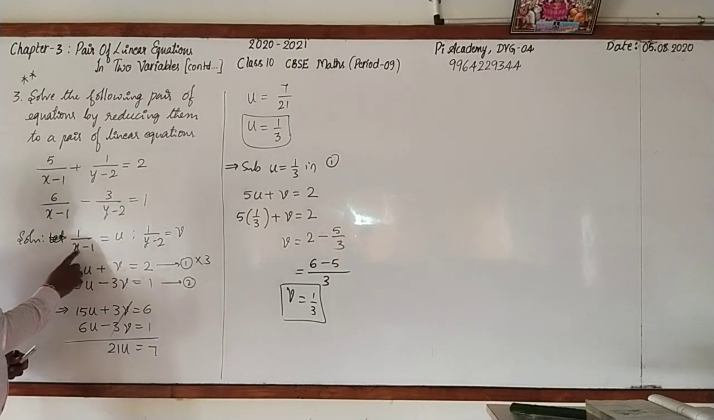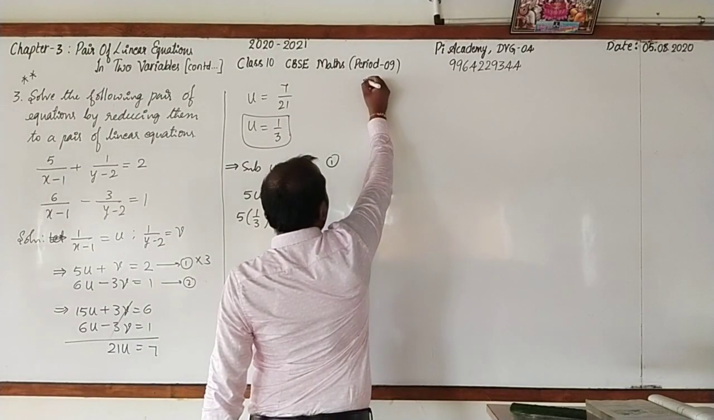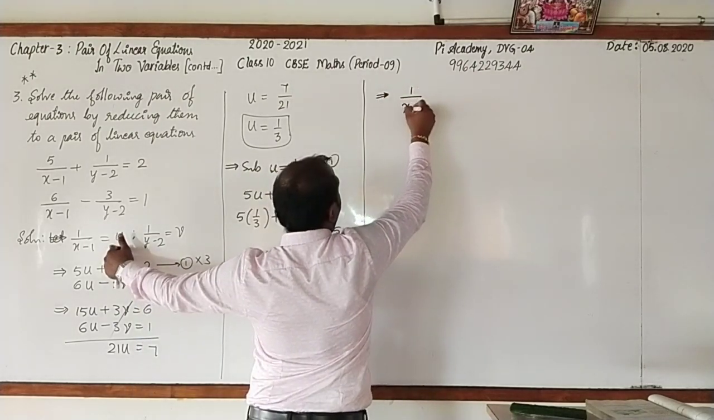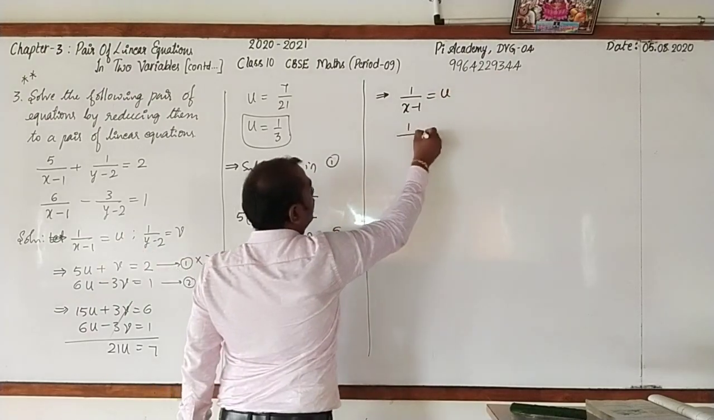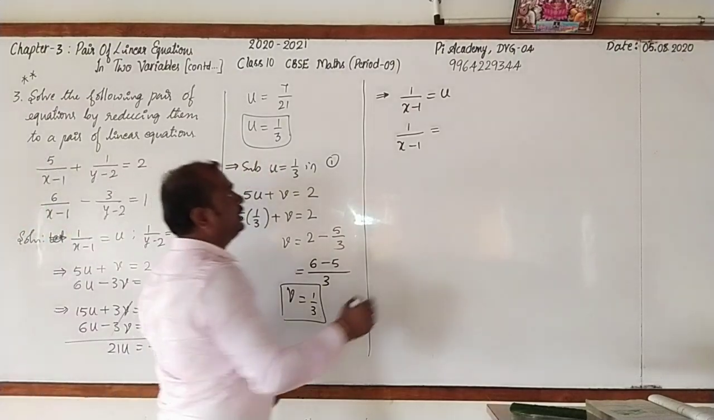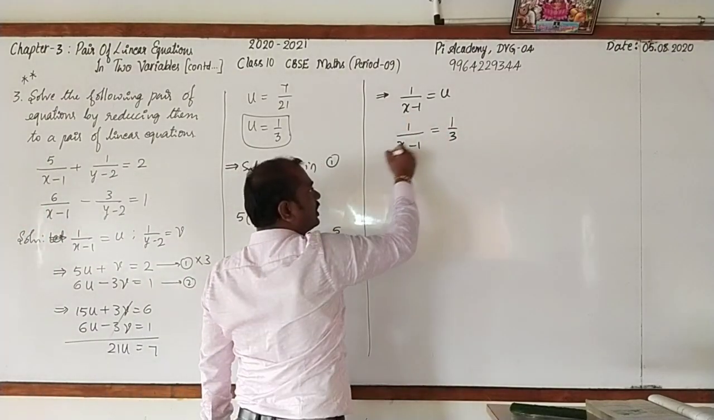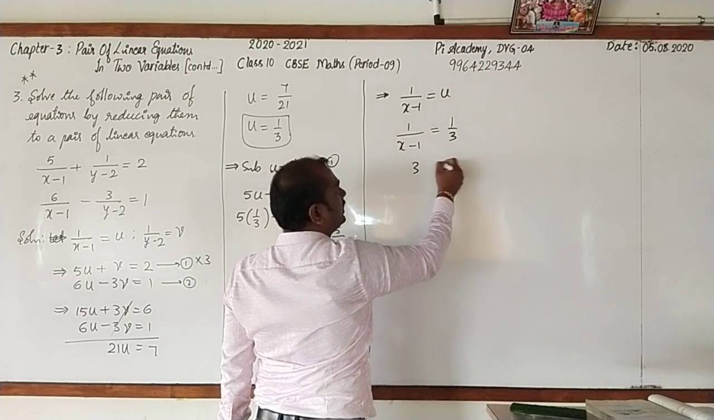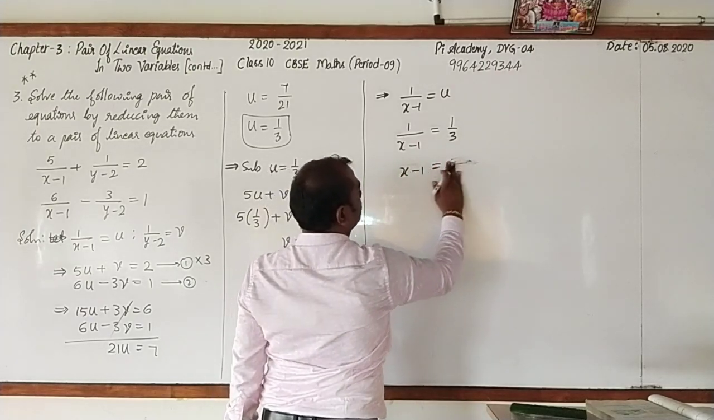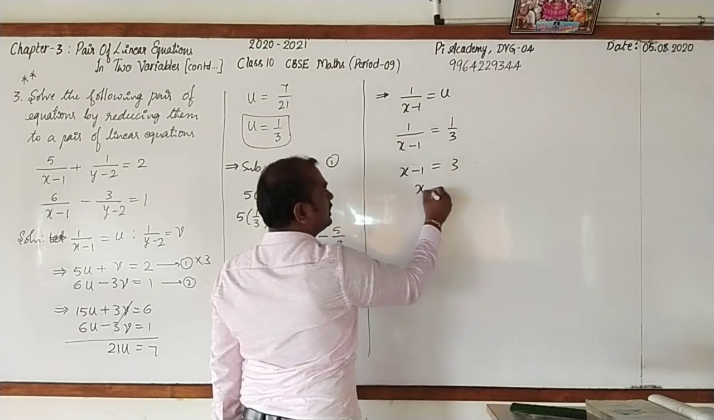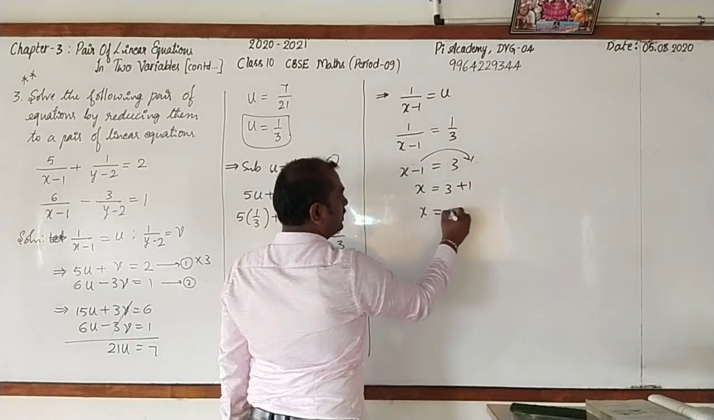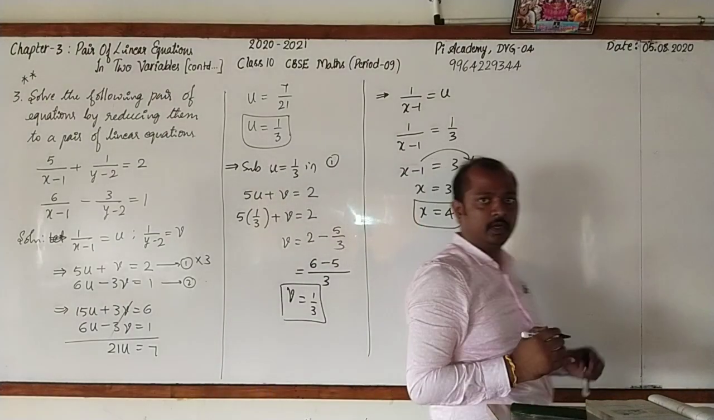But we are going to find out the x and y values. So let us go for taking our assumptions. What are these? 1 by x minus 1 is equal to u. 1 by x minus 1 equal to, what is u? u is 1 by 3. Then go for cross multiplication. 3 equal to x minus 1, that is, x minus 1 is equal to 3. Then x equal to 3, transfer minus 1 to the right hand side becomes plus 1, x equal to 4. Understood?